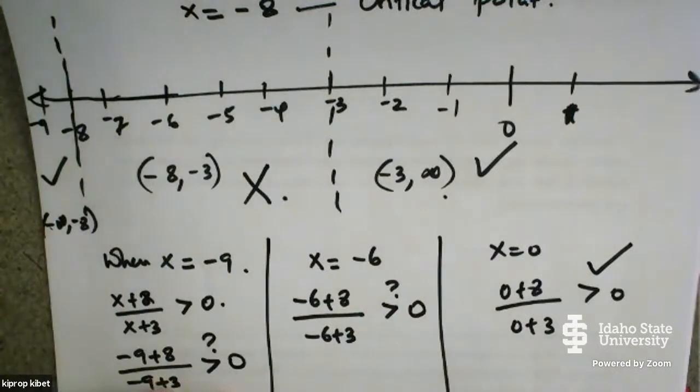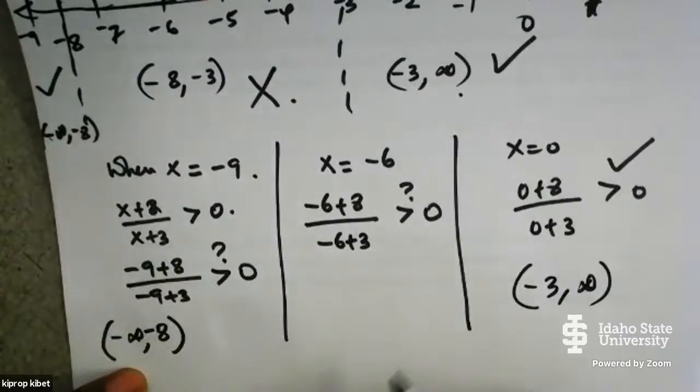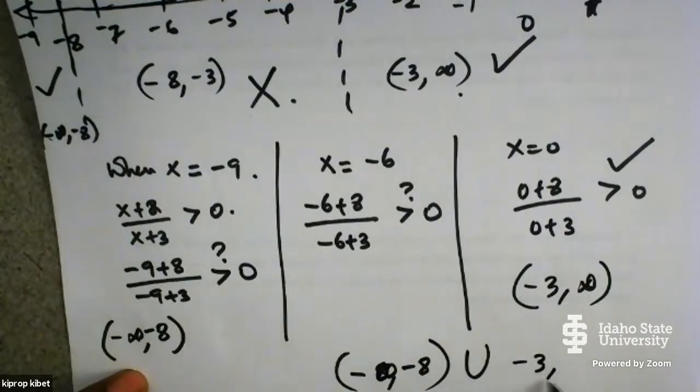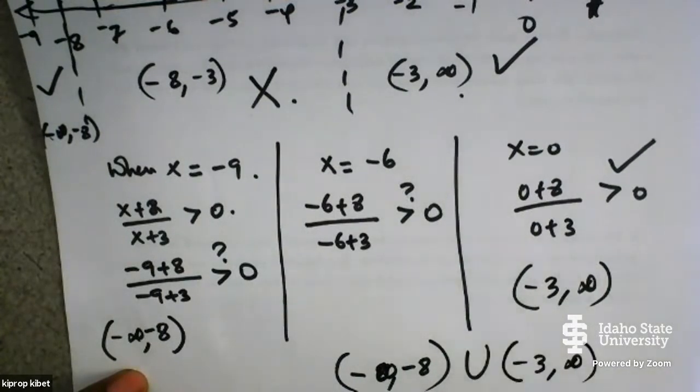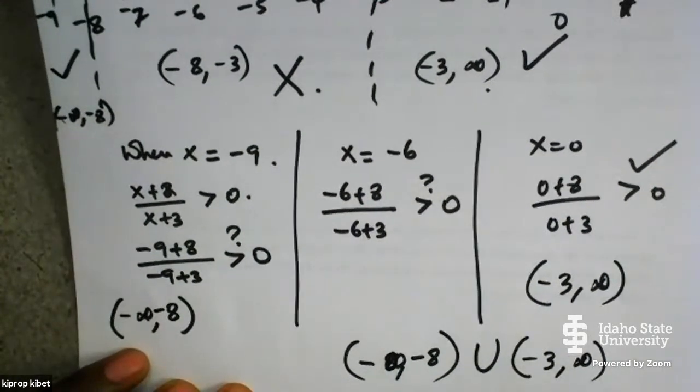Are we including minus 3? No. So therefore, it will be minus 3 and infinity. And now our interval notation will be minus infinity, minus 8, union minus 3, infinity. So that is our solution.